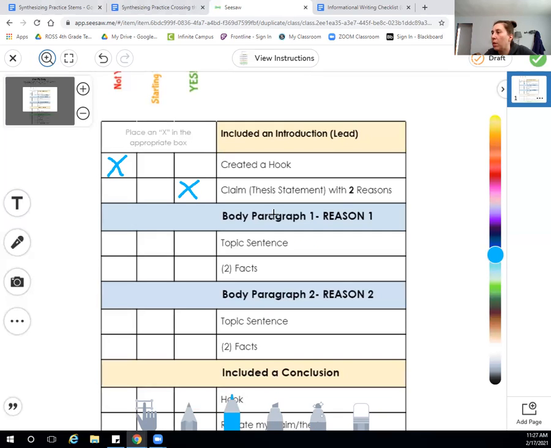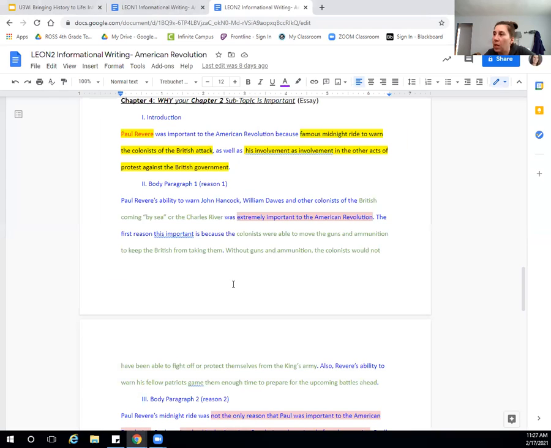All right, real quick, body paragraph 1 with reason 1 and the topic sentence and 2 facts. Okay, body paragraph 1. Paul Revere's ability to warn John Hancock, William Dawes, and other colonists of the British coming by sea on the Charles River was extremely important to the American Revolution. So that sits here and that supports the famous midnight ride. The first reason is important because the colonists were able to move the guns and the ammunition to keep the British from taking them.